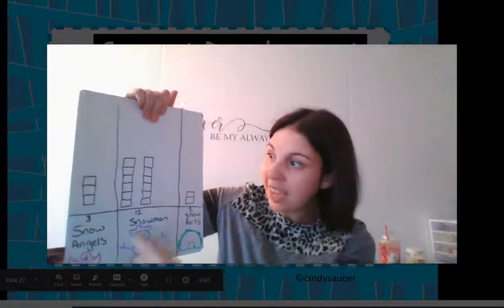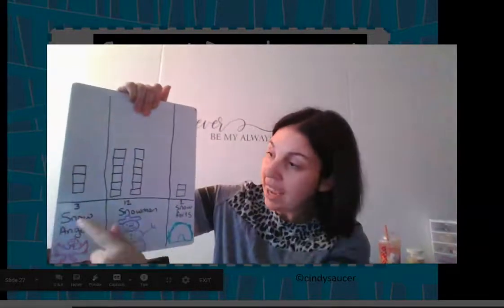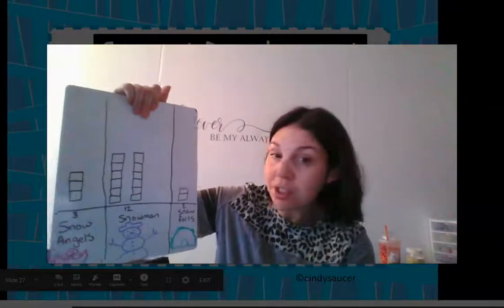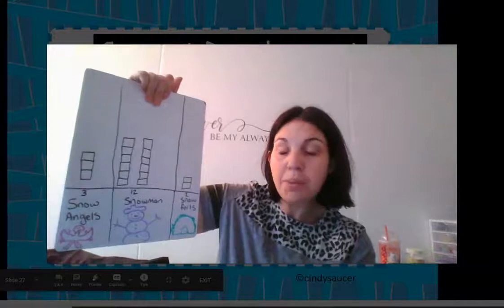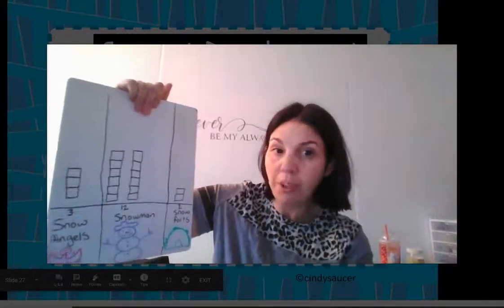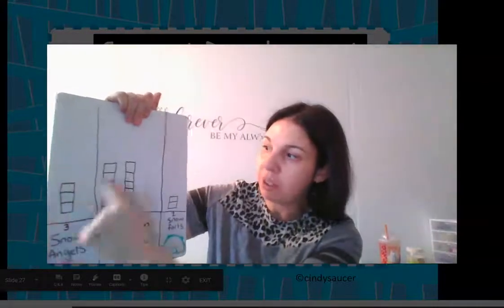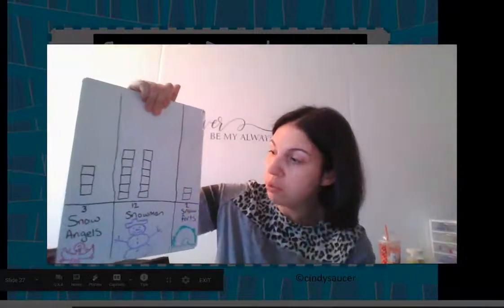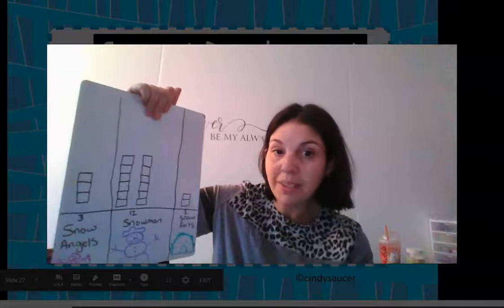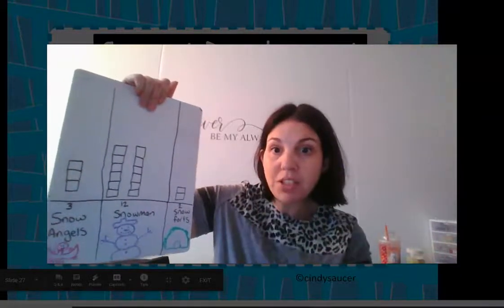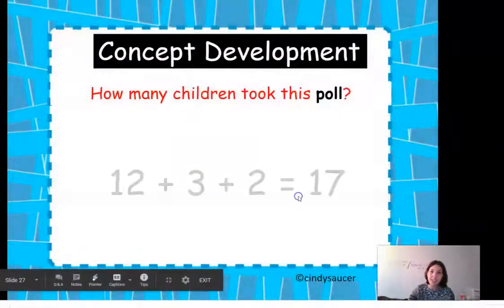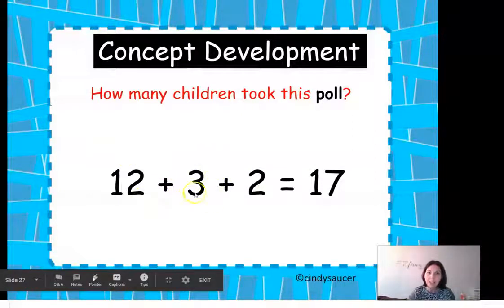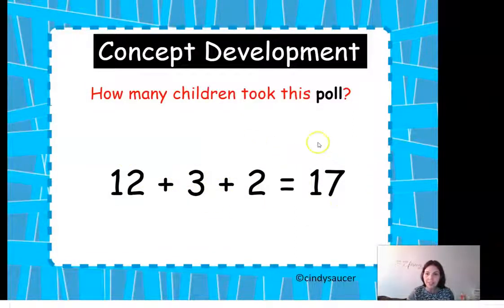I know. We could count them all up. If we add 3 plus 12 plus 2, we would find out how many people answered the poll. Or you could count 1, 2, 3, 4, 5. You could do it that way too, but it's going to take a long time. We could add 3 plus 12 plus 2, or 12 plus 2 plus 3. However you want to add, because you can switch the numbers and still get the correct answer. So let's look at our addition sentence. 12 plus 3 plus 2 equals 17. All right.